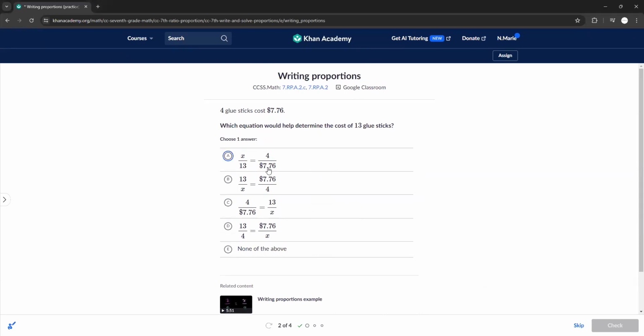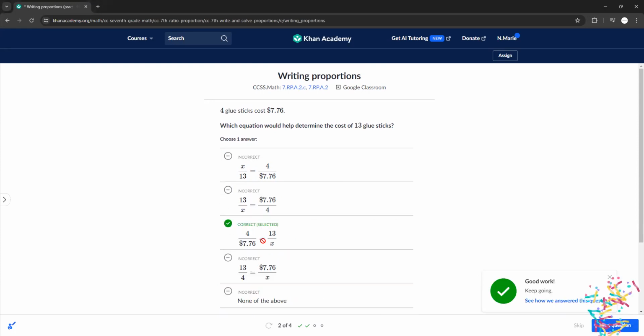4 glue sticks cost 776. How many are 13? That's not set up correctly. It should be the glue sticks on top and cost on bottom. It has to be the same. So this is not cost both on top. Okay, so 4 is 776. 13 is how many? This one works. They did glue sticks on top, cost on bottom.